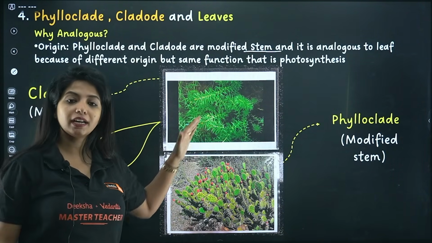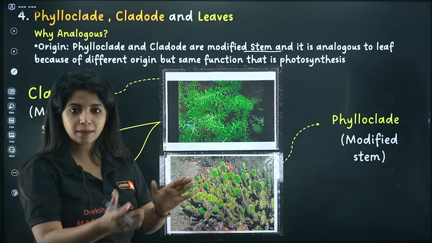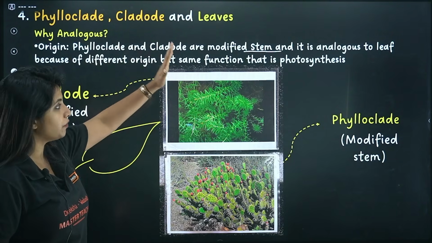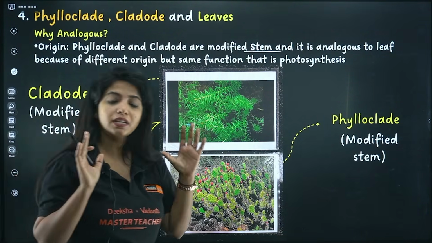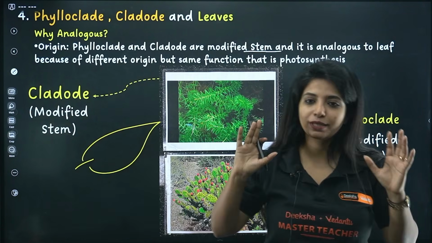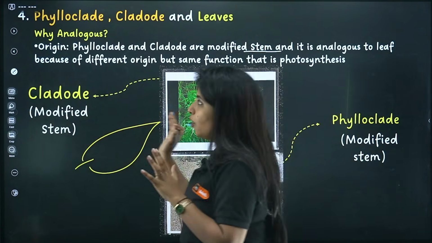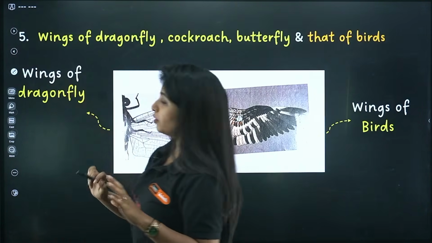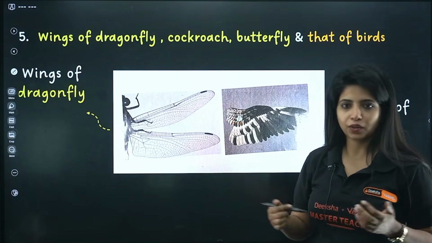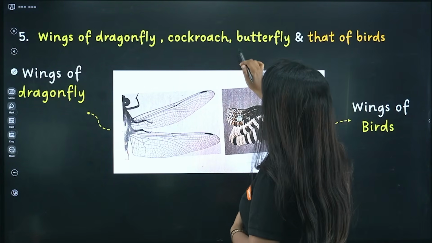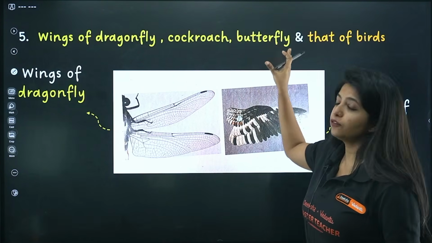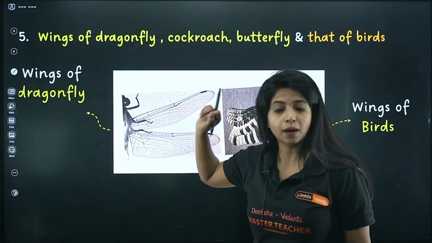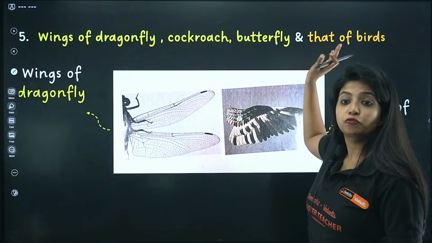Okay, so phylloclade, cladode in one team and leaf is in another team. Understand, phylloclade and cladode are modified stem and it is analogous to leaf because they are of different origin, but the function is what? Same, and that is photosynthesis. So that is the fourth example of analogous organs. Now the fifth one again comes to animals. Okay, so wings of dragonfly, cockroach, butterfly and that of birds. Dragonfly, cockroach, butterfly, all of them are basically insects. They come under insects. Bird is a vertebrate.